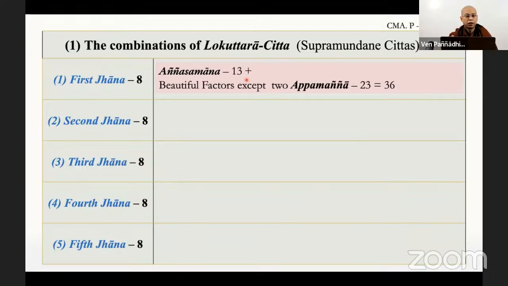The first jhana comes with Vitakka and Vicara together, so in the first jhana there is no exception for the Annasamana. And for the beautiful mental factors, among the 25, the Appamanna are exceptions. Can you say why the Appamanna are exceptions? Can you think of that?